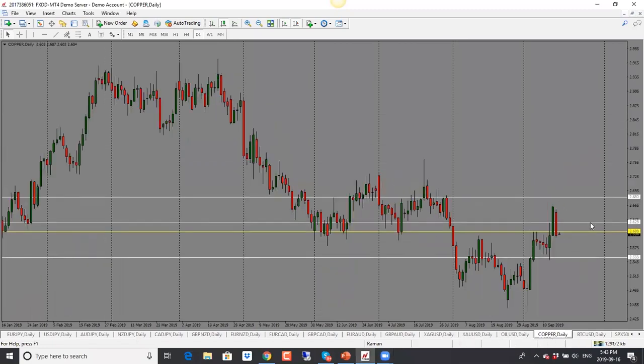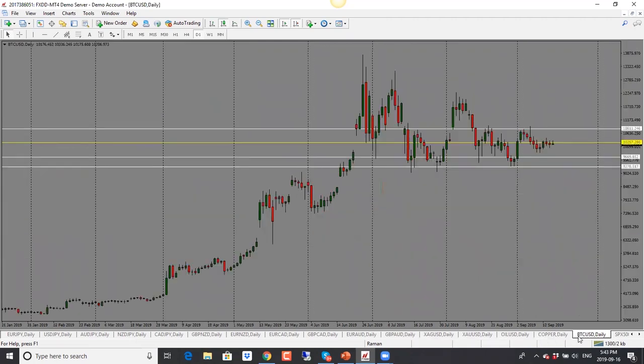Copper here, copper has dropped as well. So bias is bearish, now looking for it to come back down towards the bottom of this range here. 2.55 is the target, so bearish bias here for copper.